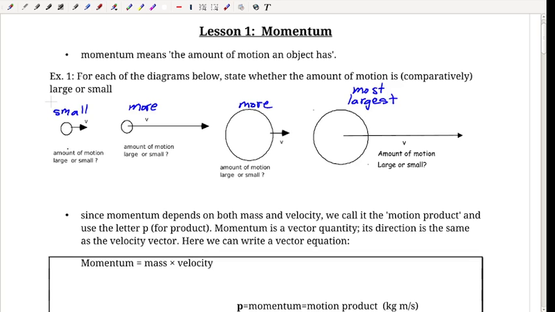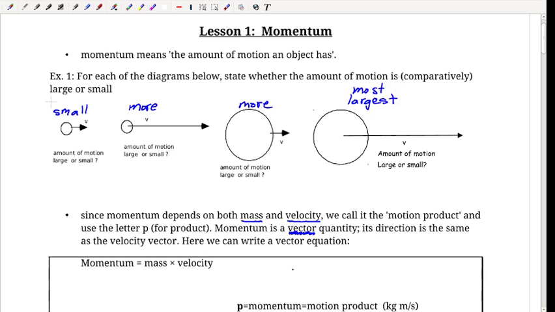So again, how hard something is to stop, or how much motion they have, depends both on mass and velocity. And we call this the motion product. And there's the hint of how you're going to find it. Product, multiply. And we use the letter P for product. It's the motion product, but we're going to use the letter P because we already use M for mass in order to denote momentum. So momentum is a vector quantity. Remember from your past physics classes, this means it has a direction as well as a magnitude, and its direction is the same as the velocity vector. Whatever direction the object is moving in is the direction that its momentum is in.